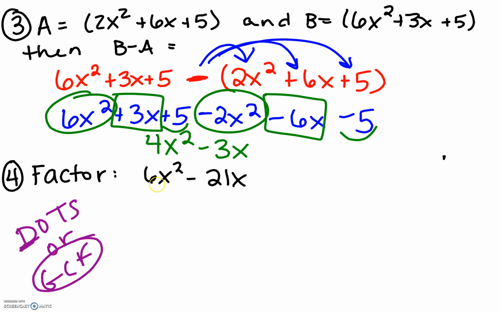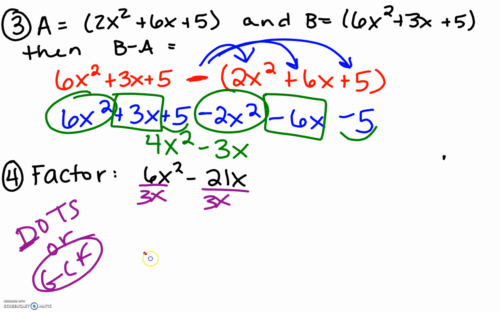So we want to figure out what number goes into 6 and 21. The largest that goes into both is 3. And now we're going to look at the variables. x squared and x, remember we go for the lowest exponent. So x has that imaginary 1.